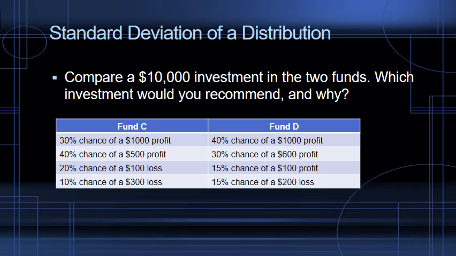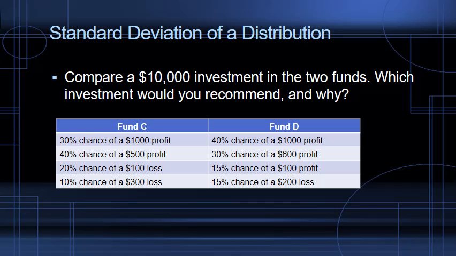Okay, so we're going to take our analysis of a probability distribution one step further. And this time we're not only going to look at the expected value, which we looked at in the previous example, but we're also going to take into account the standard deviation of the probability distribution. So here we're asked to compare a $10,000 investment in two funds. And it says, which investment would you recommend and why?